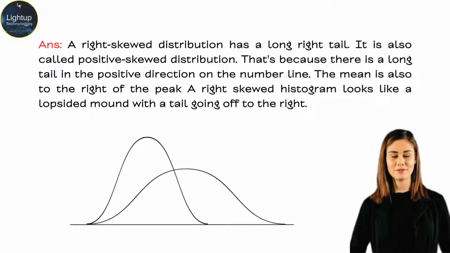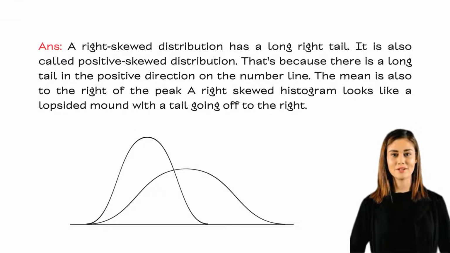That's because there is a long tail in the positive direction on the number line. The mean is also to the right of the peak. A right-skewed histogram looks like a lopsided mound with a tail going off to the right.